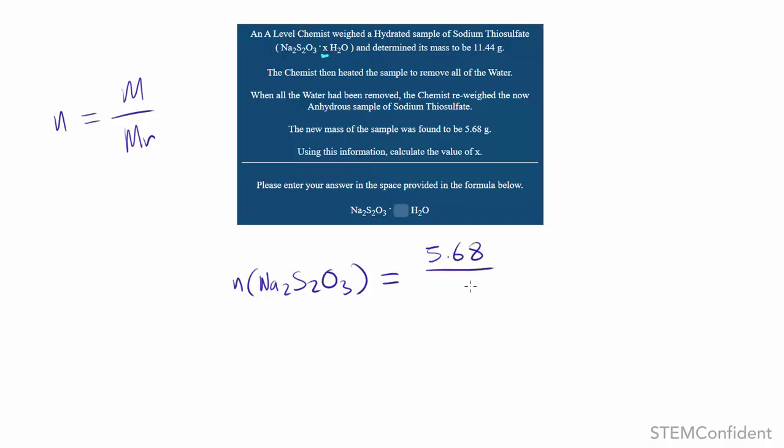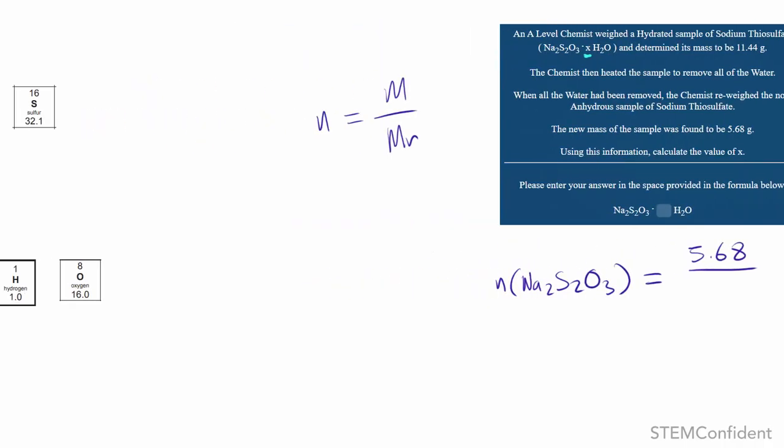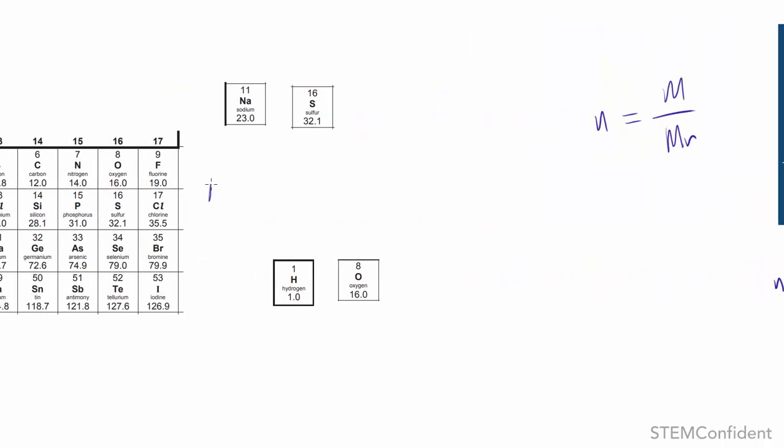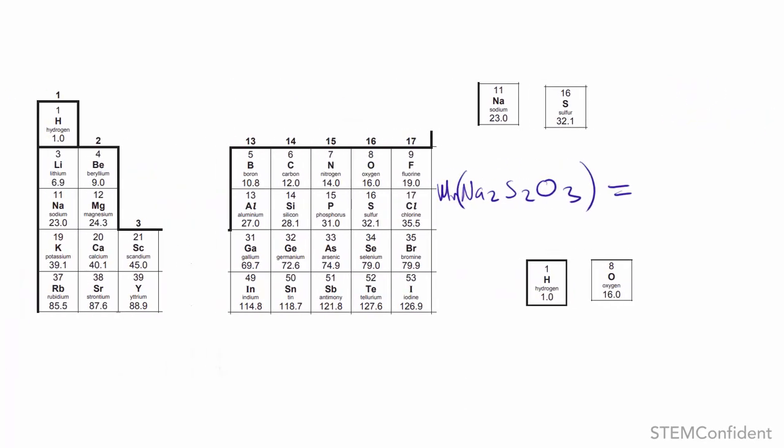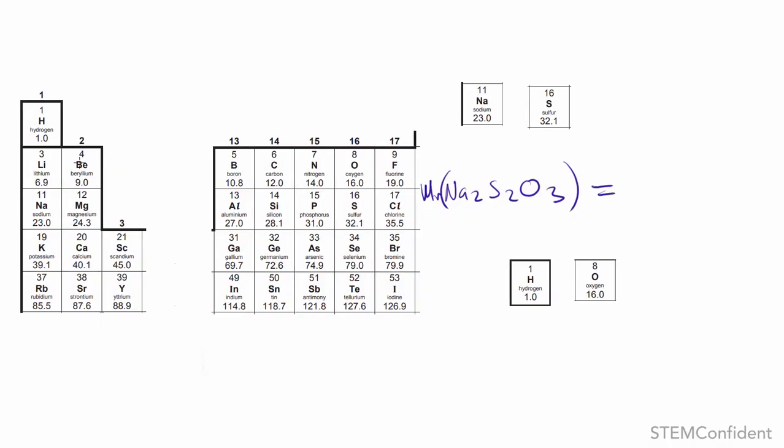But then I need to also calculate the molar mass, and I don't have that value, right? But I do have the formula, right? Na₂S₂O₃, so we're looking for the Mr of this formula. So what are the relevant elements? Sodium, right? So Na, and then S2, so sulfur is relevant, and then oxygen, right? Okay.